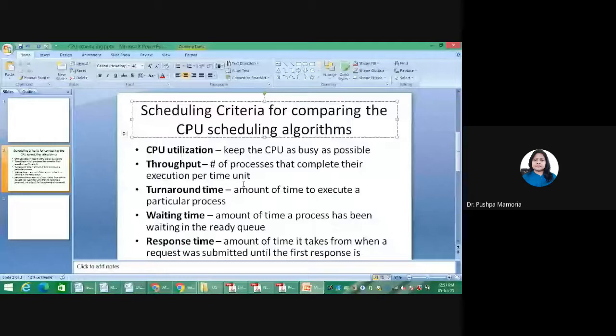Clear? So one measure of work is the number of processes completed per time unit. This is called the throughput. This is the second criteria for the CPU scheduling algorithm.